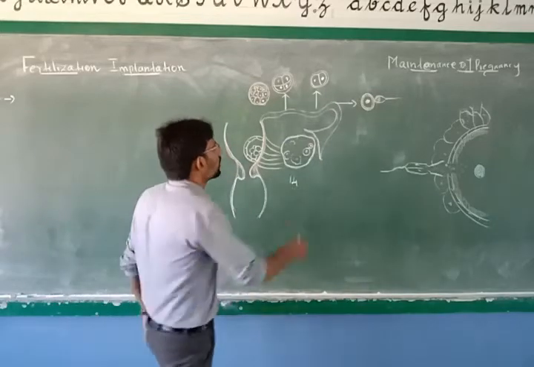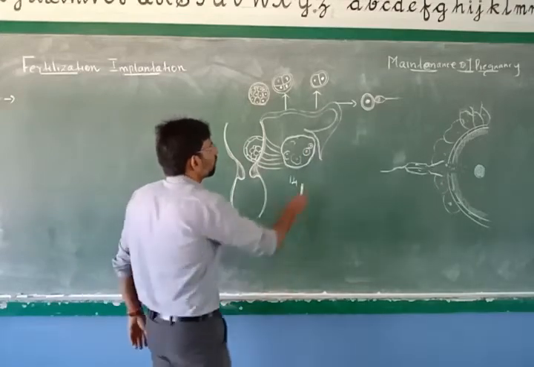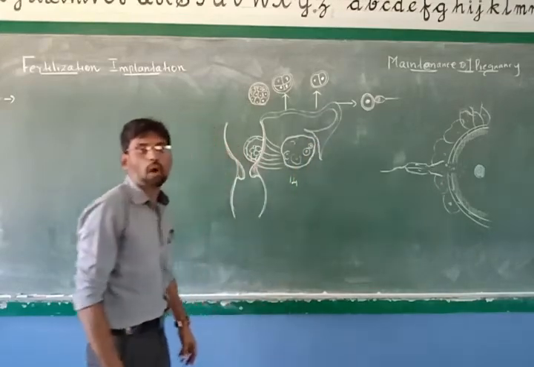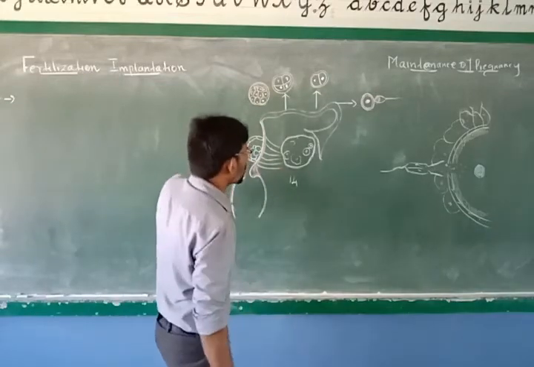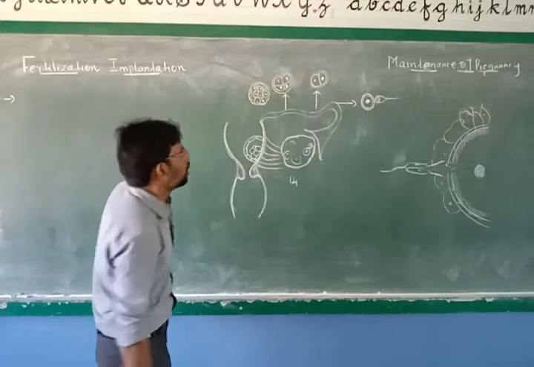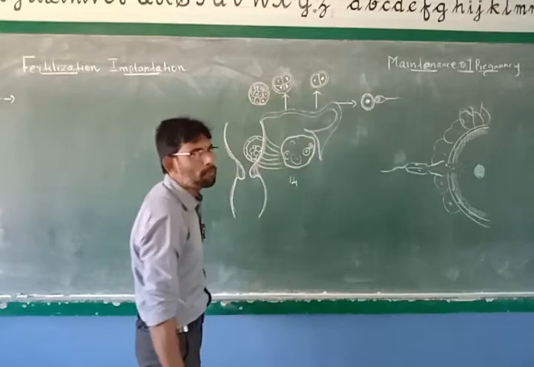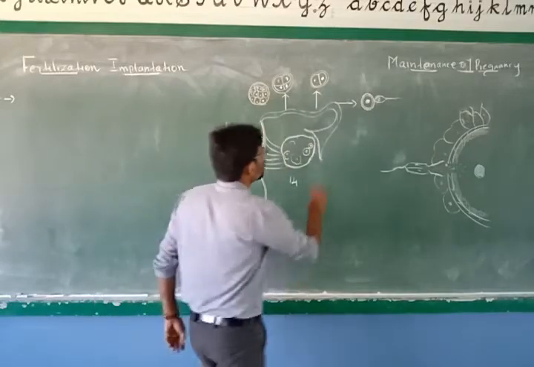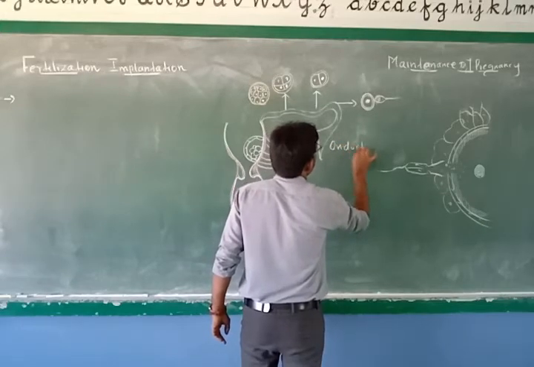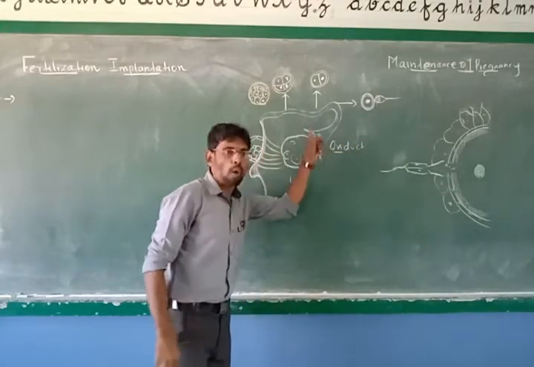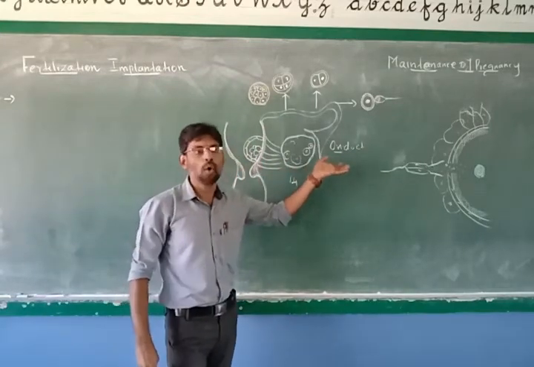Now this fallopian tube has three different areas. A finger-like structure is there, called fimbriae. We will study all this when we study the structure of the female reproductive organs. Now this is the fimbriae, and the tube extending from it is called the fallopian tube. Otherwise this tube is called the oviduct. We call it the oviduct because a duct is a tube that carries the ova. So the fallopian tube is also called the oviduct.